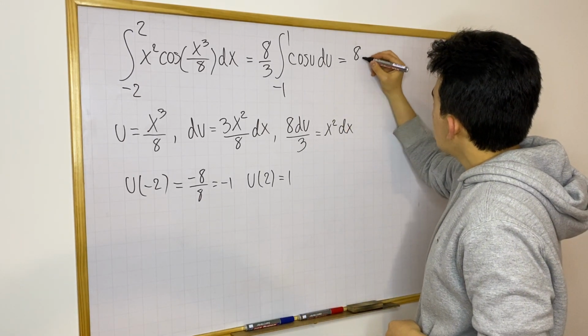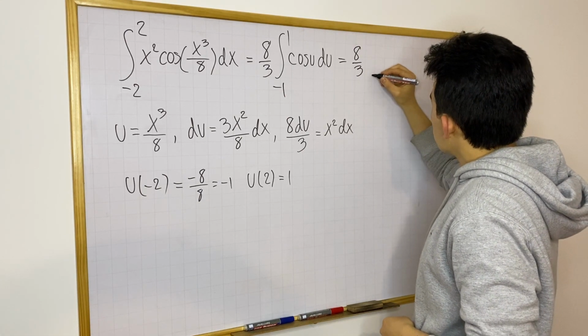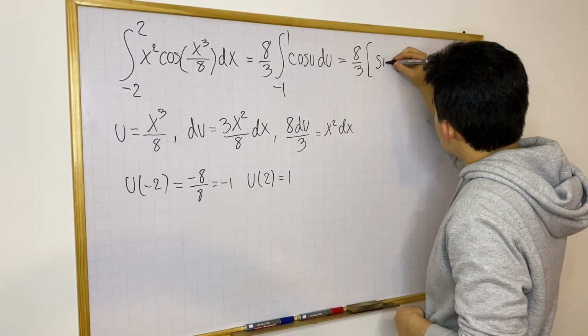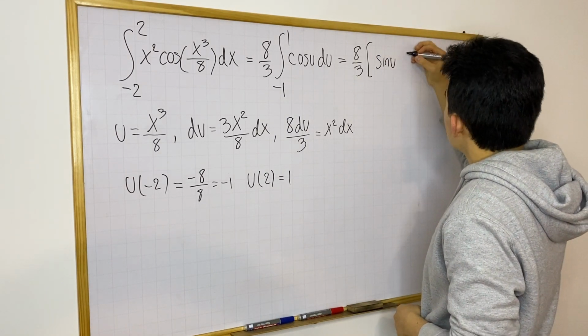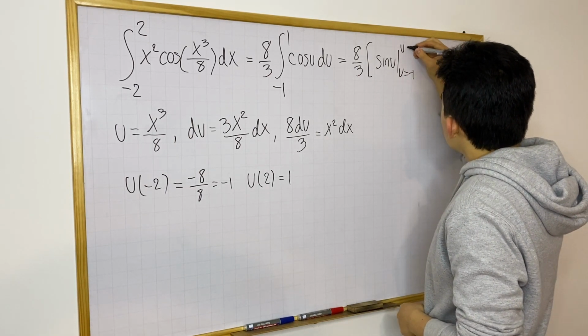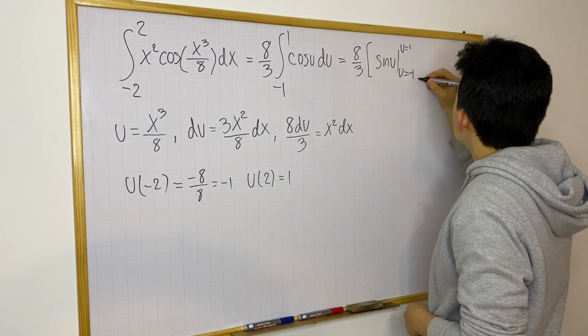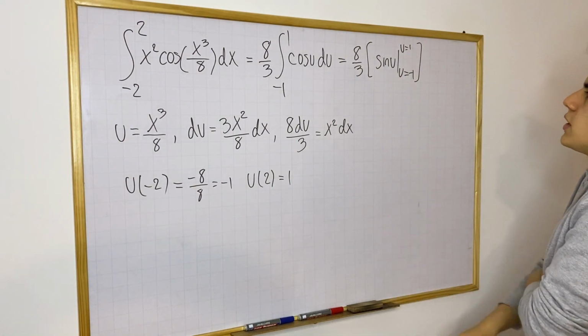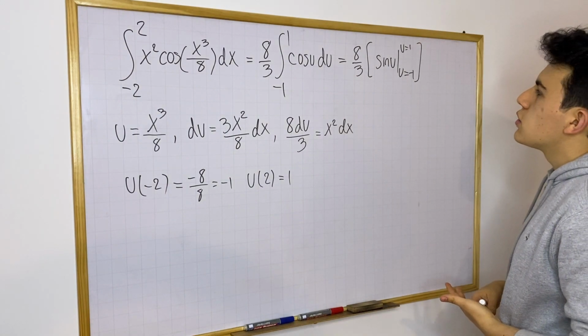So this is going to be 8 divided by 3 times sine of u, and we're going to evaluate this expression at u equals -1 and at u equals 1. So this is what we're going to get, and now let's see what this is going to be equal to.